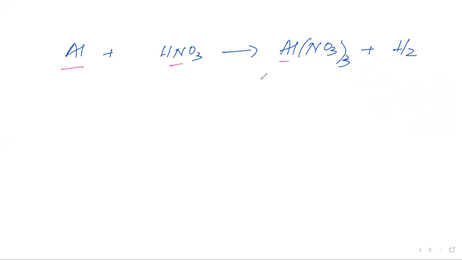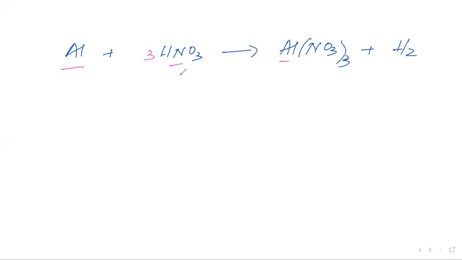Aluminium reacts with HNO3 to produce Al(NO3) whole thrice plus hydrogen gas. So according to the rules, we should balance other elements first. Aluminium 1 is already balanced. Nitrogen 1, and inside the bracket there is 1 nitrogen, but outside the bracket there is a number 3. So 3 is multiplying oxygen and nitrogen both. So there are 3 nitrogen at the product side, 1 nitrogen at the reactant side.